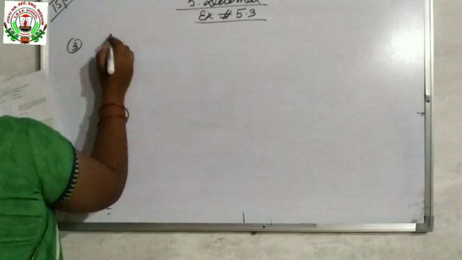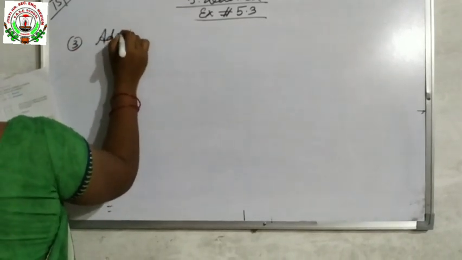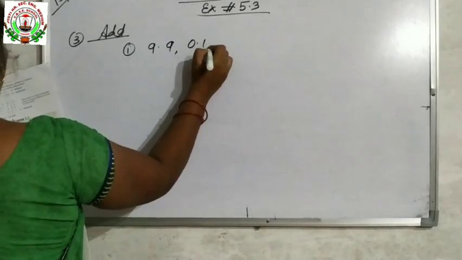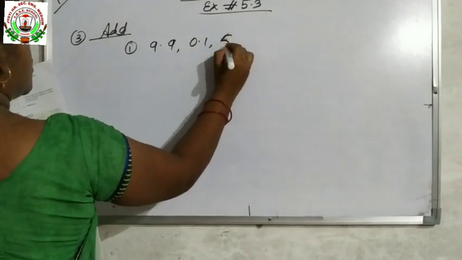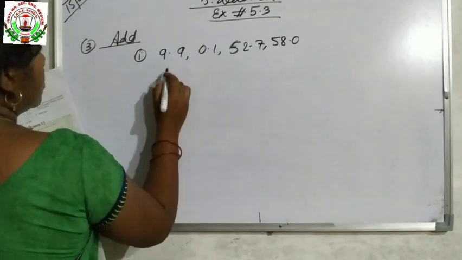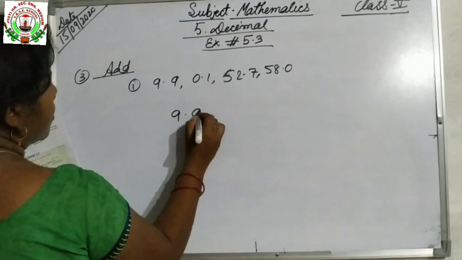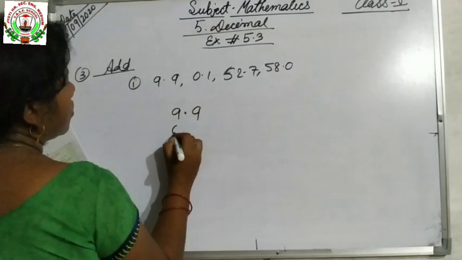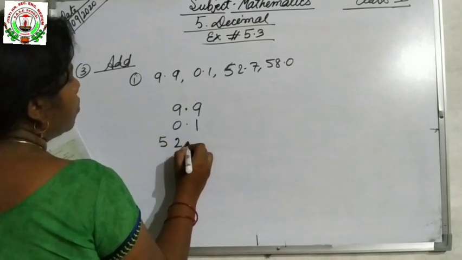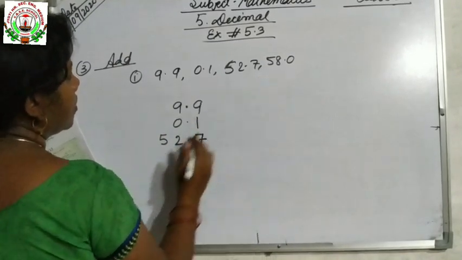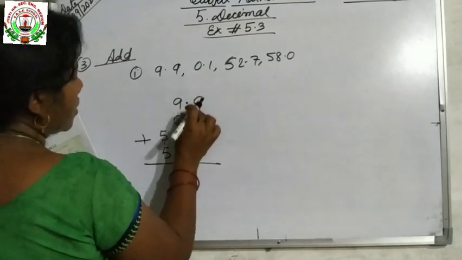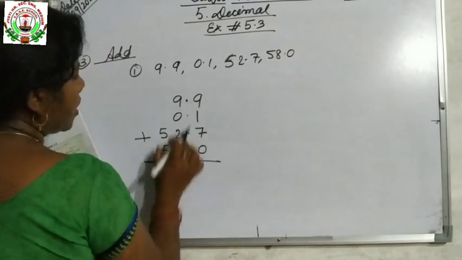In question number 3, arrange in column and add. First you will arrange in column. Question number 1 is 9.9, 0.1, 52.7 and 58.0. So first write 9.9, then 0.1, then 52.7, then 58.0. Children, you will put decimal under decimal, and all the numbers should be aligned.